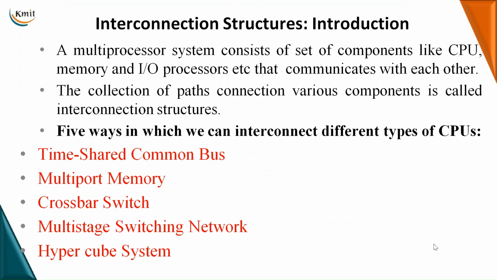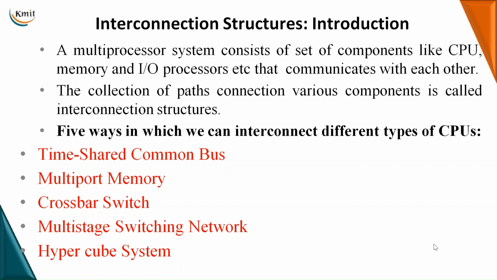So a multiprocessor system consists of a set of components like CPU, memory, input output processors, and all these components communicate with each other. And the collection of paths that connects these various components is called the interconnection structure. In order to accommodate the communication among multiple components present in the system, we need to have some set of paths established between them so that the communication is possible. So that connection is called the interconnection structure.